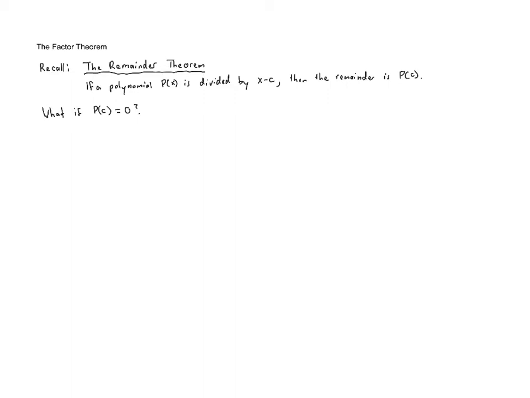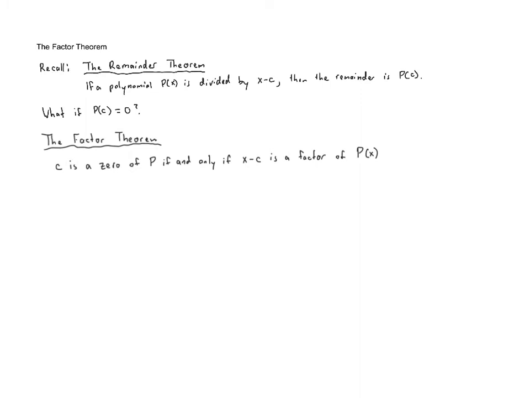So we actually have a name for this. This is called the factor theorem. And it says the following. C, a number, is a 0 of a polynomial p if and only if x minus c is a factor of the polynomial p of x.